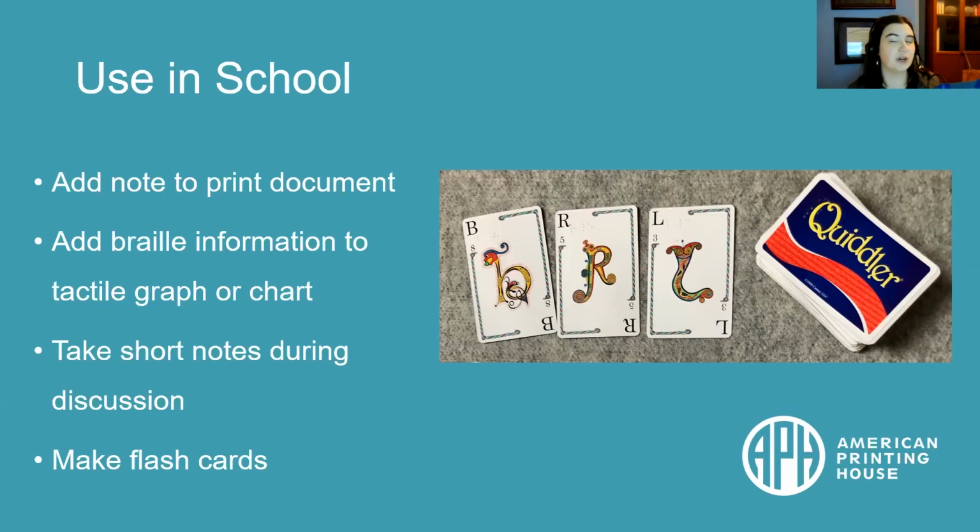Sometimes it's a little easier to line up the slate on that than it is to find it on the braille writer. Take short notes during discussion. If you move around the classroom a lot or move between classrooms a lot, sometimes it's kind of a hassle to pull your braille writer over and around and find space on a different table and all of that. And it might be easier to just pull out your slate and stylus, take some quick notes.